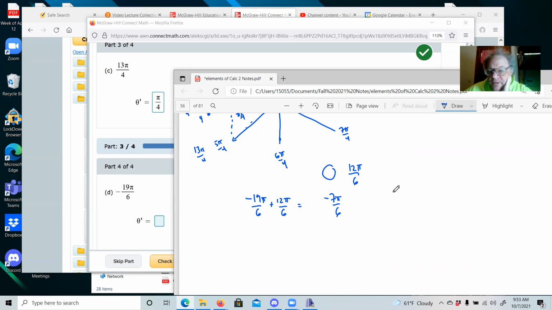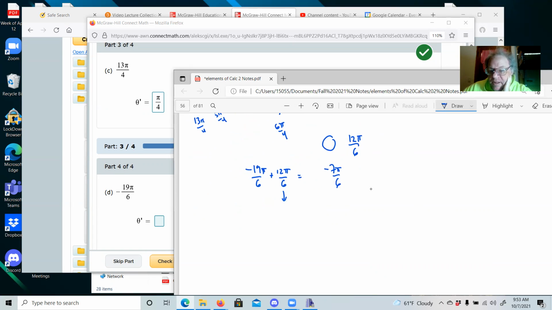So all we're doing is removing one rotation rather than count all the way around the circle twice. I'd rather only count it once. So we're just going to know, oh, we've gone around once, and now we have to go around negative 7 pi over 6 more. So again, this is 6 pi over 6.